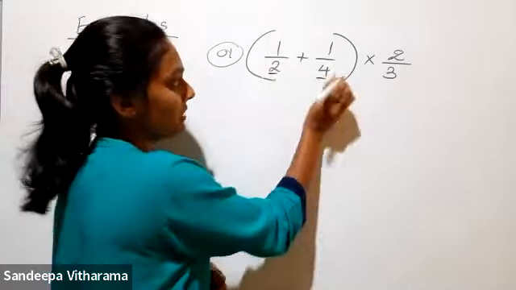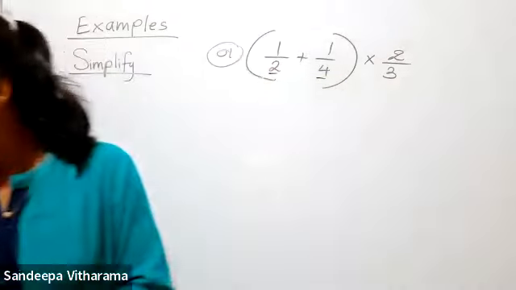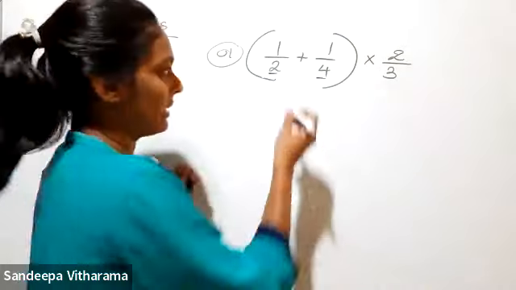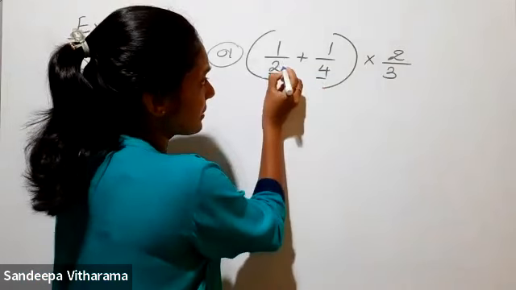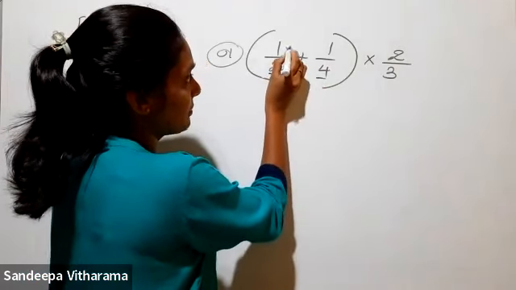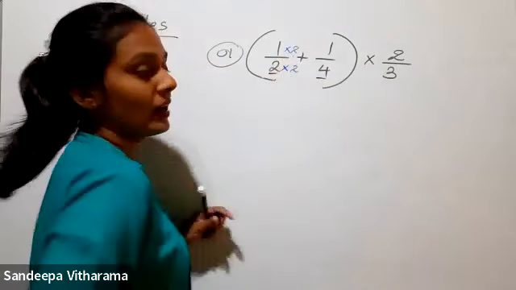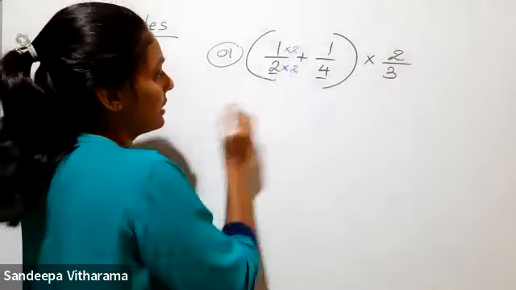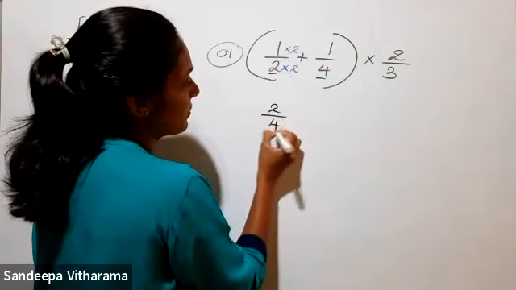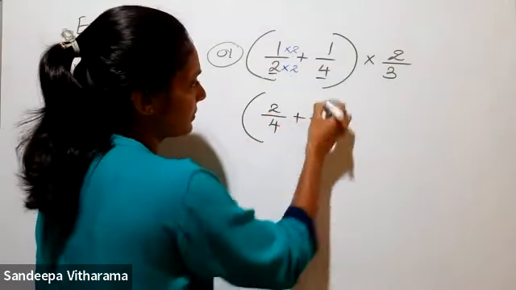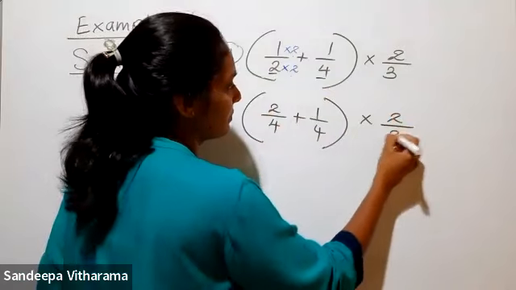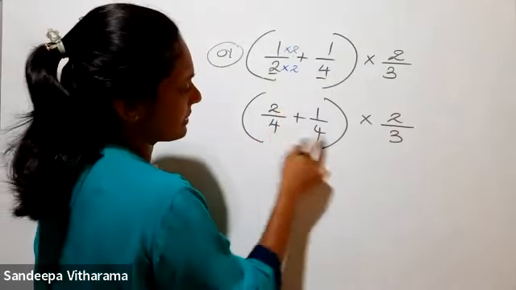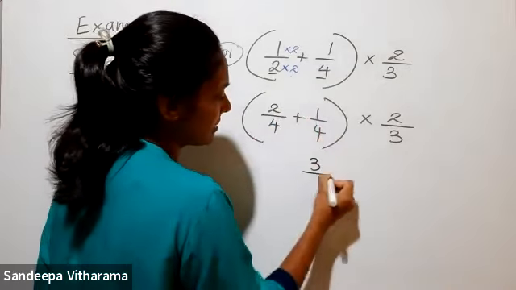You can see here 2 and 4. We know from our grade 6 to 9 that we can make 2 into 4 by multiplying by 2. So whatever change we do to the denominator, we have to do to the numerator too. So it is 2 upon 4 added 1 upon 4, multiplied by 2 upon 3. So here it is 3. That means now the denominators are equal. So we can add the numerators: 3 upon 4.